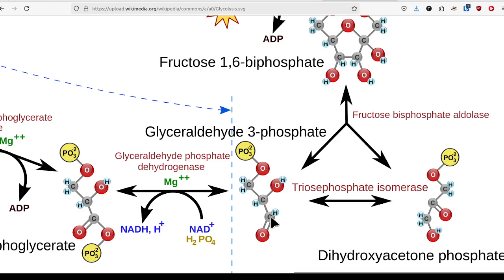On the other hand, there's a carbonyl. This is an aldehyde group. So here the aldehyde has replaced a hydroxyl of the glycerol. So it's glyceraldehyde. That's carbon 1, 2, 3, phosphate.